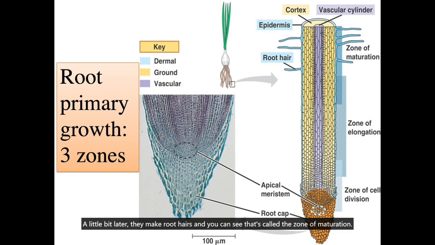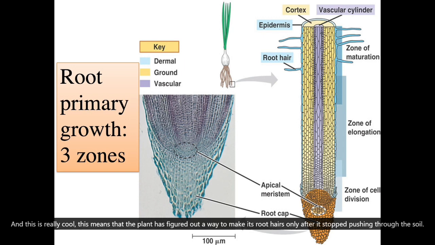And a little bit later, they make root hairs. And you can see that's called the zone of maturation. It's in this zone that root hairs are made. So in this zone, the root is no longer pushing through the soil. And this is really cool.